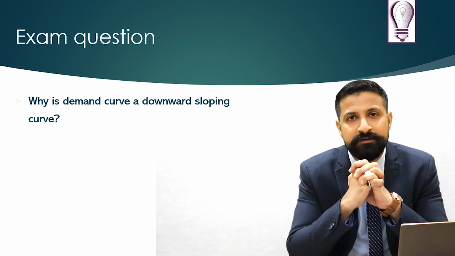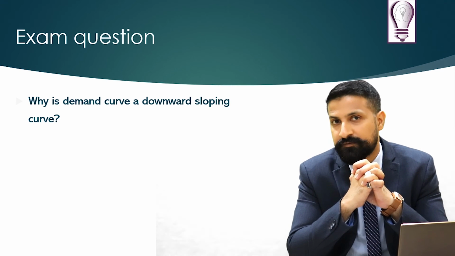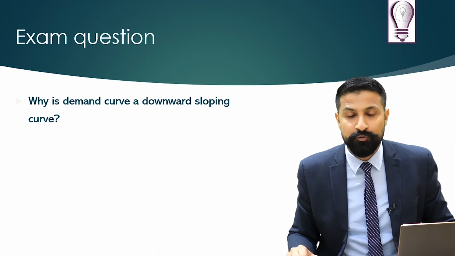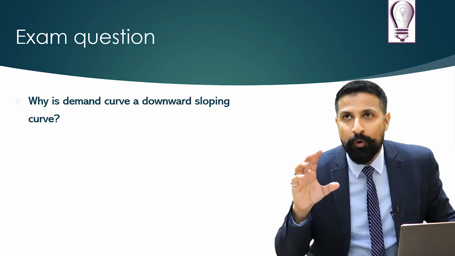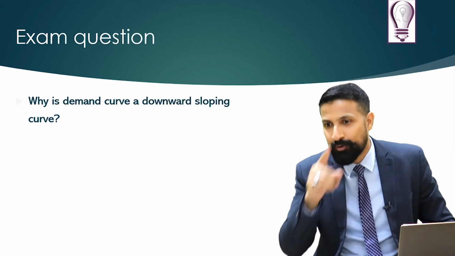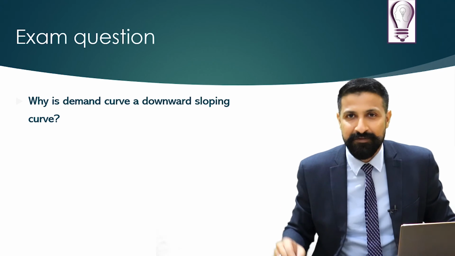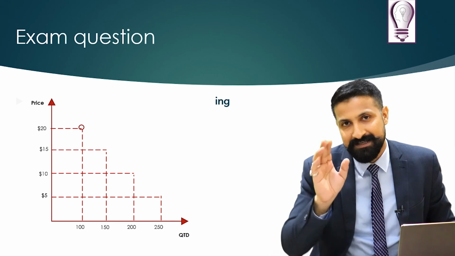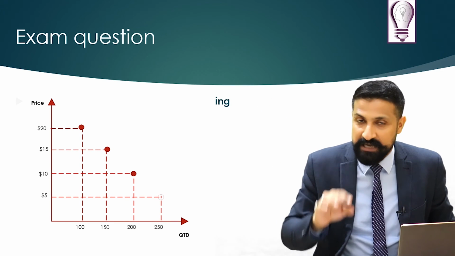Why is the demand curve a downward sloping curve? Now, first of all, many students do not understand what a curve is. There is a curve. The curve which we drew, the line which was coming down, connecting all the points, that is called the demand curve. And it is a downward sloping curve.